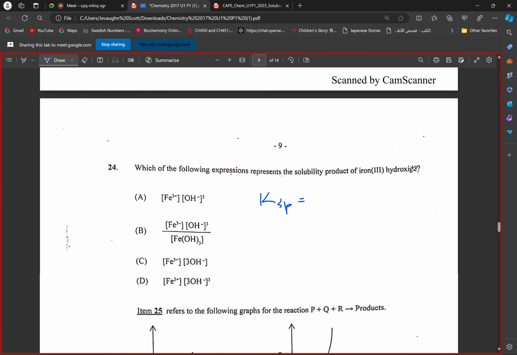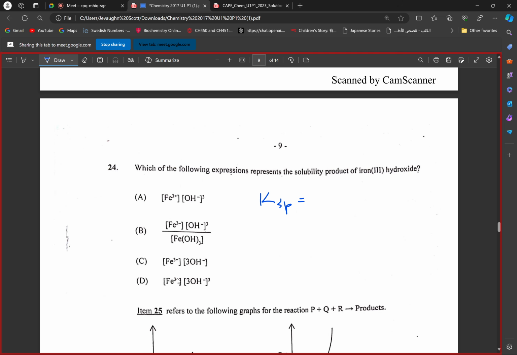For the products, if it's iron 3 hydroxide, therefore we know it's going to be iron 3 plus, right? How do we write it there, though? Do we use the stoichiometric coefficient? Go ahead. Is A the answer? You said A is the answer? Yes, sir.